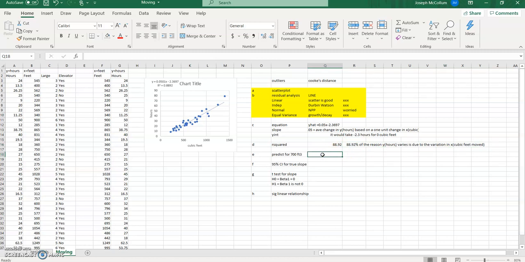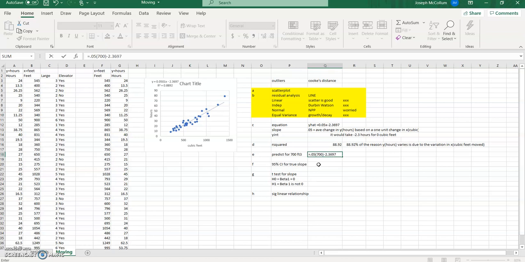Question E. Question E is predict. Of course, you have a prediction equation right there. You can easily make a prediction. All you've got to do is tell me what you would like to plug in. Oh, you want to plug in 700? Then I will evaluate that 700, and I'm using rough numbers there.